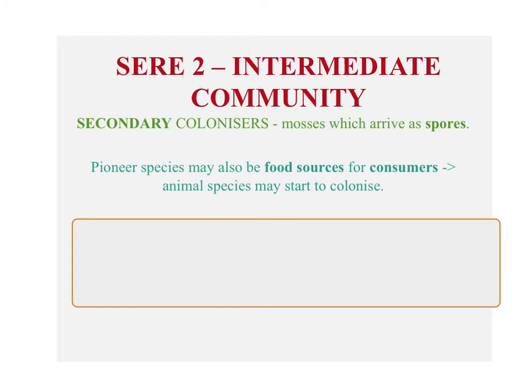Now these secondary colonizers are often things like mosses, and the mosses are going to be slightly more complex than those algae, that lichen that we spoke about for the pioneer species, and they're going to arrive as spores. We can start also seeing some kind of animal species moving into the area during the intermediate community as well. So pioneer species, those algae, the lichen, things like that, could start becoming food sources for consumers, and we start building a food chain now.